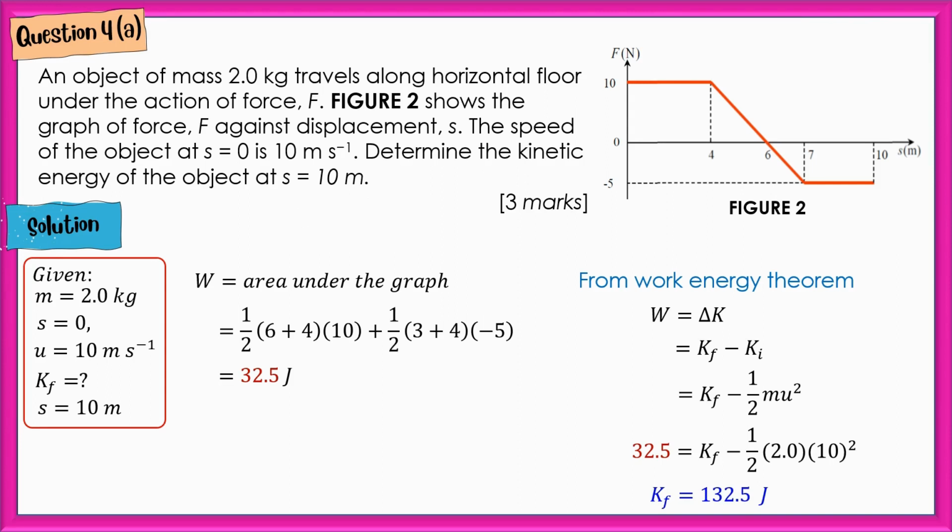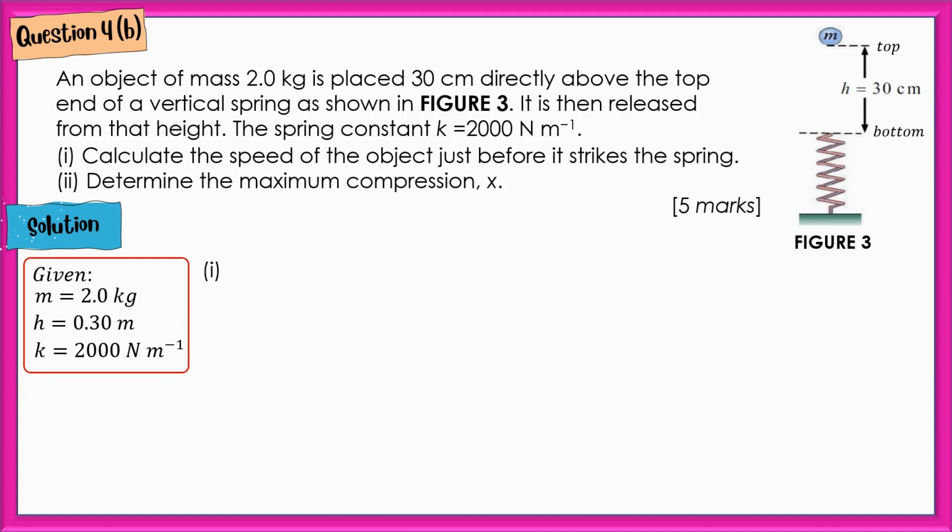132.5 joule. For question number 4b, an object of mass 2 kg is placed 30 cm directly above the top end of a vertical spring as shown in diagram 3. It is then released from that height. The spring constant K is 2000 Newton per meter. You need to calculate the speed of the object just before it strikes the spring.